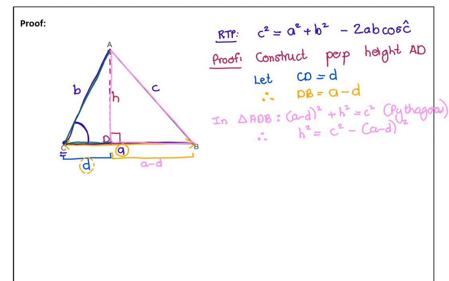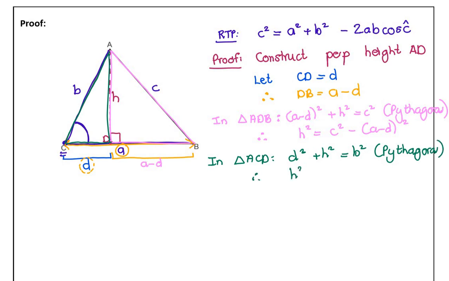But that's not the only right angle triangle. The other right angle triangle is my green right angle triangle, so I'm going to do exactly the same thing. In triangle ACD, Pythagoras would tell me that d squared plus h squared would be my hypotenuse squared, which is b squared. And again, that's Pythagoras. And again, I'm going to manipulate this to write h as the subject of the formula. So h squared would be equal to b squared minus d squared.